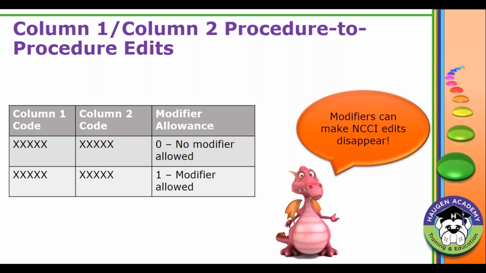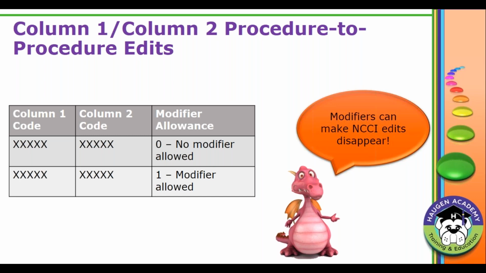There are certain procedures that are always bundled into other procedures, and there's nothing you can do. You can't put a modifier on it. You can't report the component code. You just can't really do anything with it. So the modifier allowance 0 means I can't add a modifier. Modifier allowance 1 means I can add a modifier as long as the criteria are met. And our little dragon here is telling us modifiers can make NCCI edits disappear, and anything that makes NCCI edits disappear is a potential compliance issue. And that's why we make such a big deal out of NCCI.